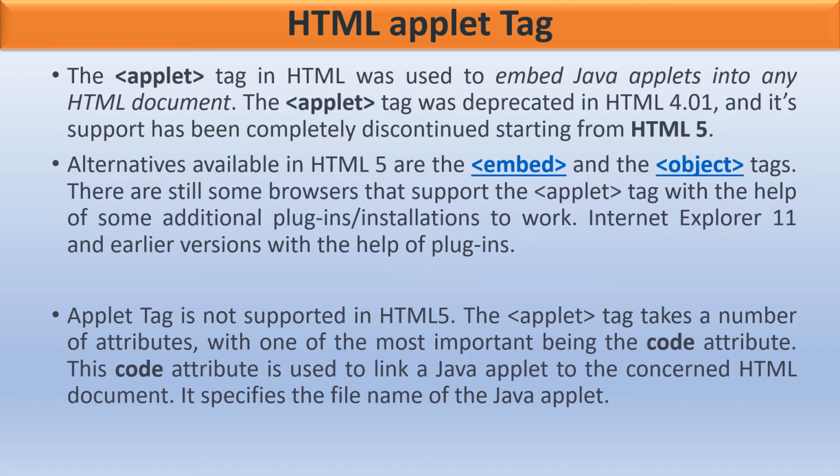so the applet tag takes a number of attributes, with one of the most important being the code attribute. The code attribute is used to link a Java applet to the concerned HTML document. It specifies the file name of the Java applet.